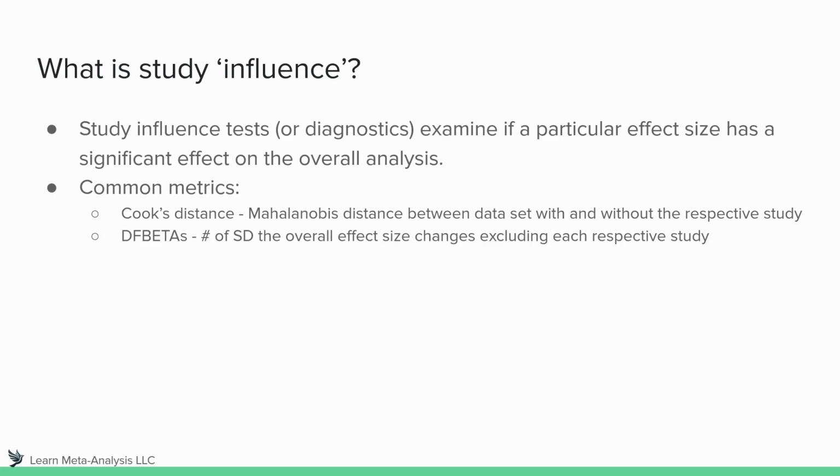We have DF betas, which is the number of standard deviations the overall effect size changes if you exclude each respective study. And we have a hat value, which is a little bit more complex to explain, so I just want you to know that it's a measure of influence. And again, if you're going to actually be running meta-analyses, you should dive into each one of these things and understand what they actually mean a little bit more in depth, partially just so you know it, but also so that way you can talk more informatively about it and make better statistical decisions as you're actually running your analysis. But anyway, for readers of meta-analyses, these are three common metrics: Cook's distance, DF betas, and the hat value.